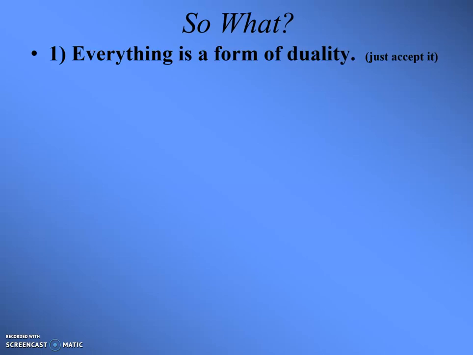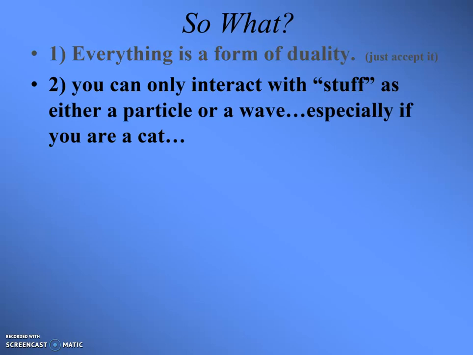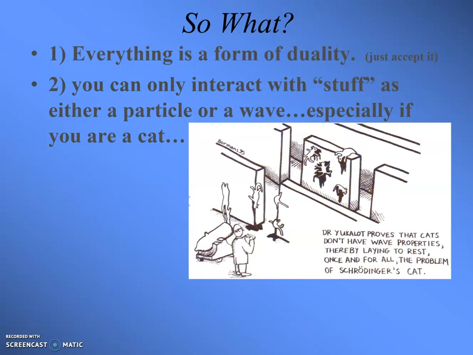So what? Well, first things first, everything is a form of duality. That's just the way it is. There's no way to get around it. I remember being in university learning this stuff, and some people had a hard time accepting it because it was so strange. You can interact with stuff as either a particle or a wave, especially if you're a cat. That's the good old Schrodinger's cat type of joke, and if you're into physics and Schrodinger's cat, this cartoon is hilarious.